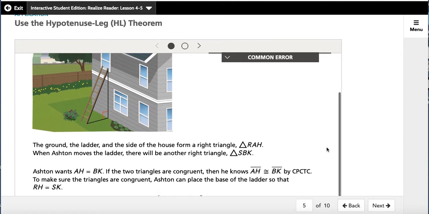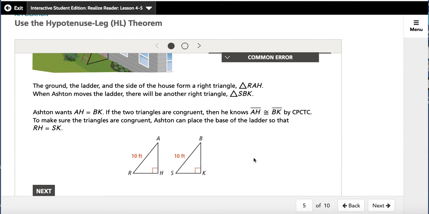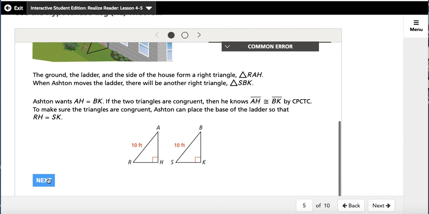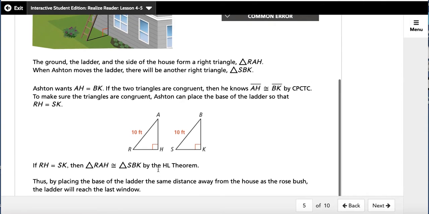He wants AH to equal BK. If the two triangles are congruent, then he knows AH is congruent to BK from CPCTC, if he knows these two are congruent. RH equals SK. If RH equals SK, then the two triangles are congruent by the hypotenuse leg theorem. Thus, by placing the base of the ladder the same distance away from the house as the rose bush, the ladder will reach the last window.